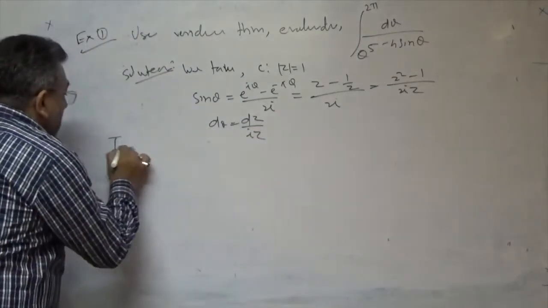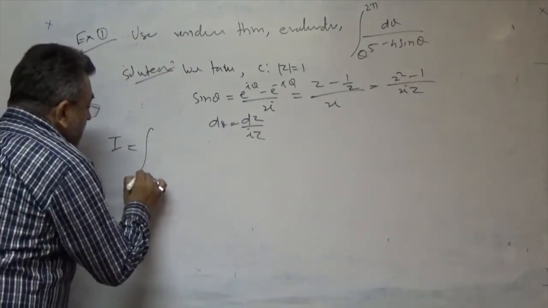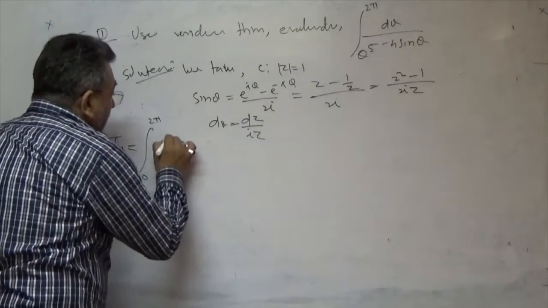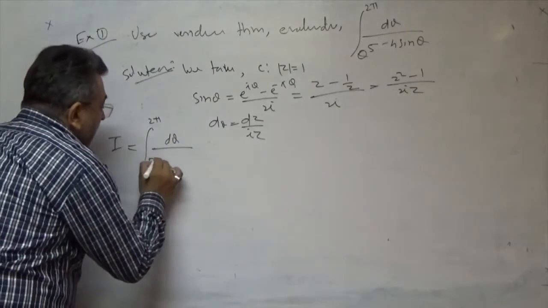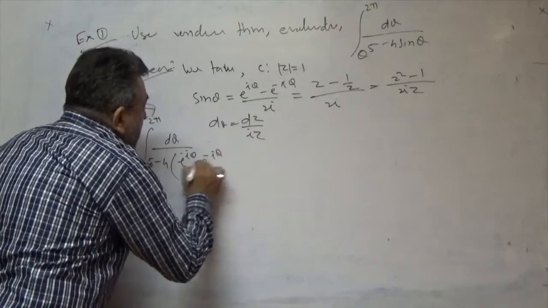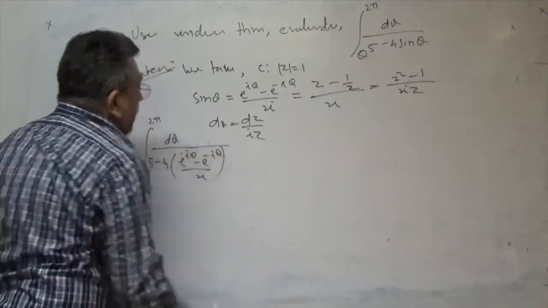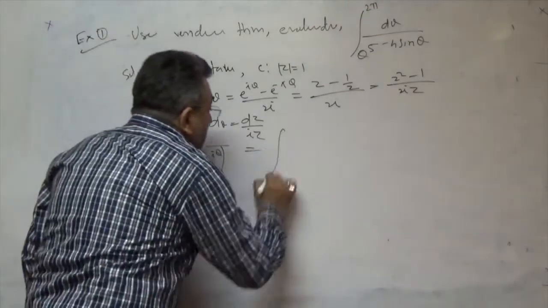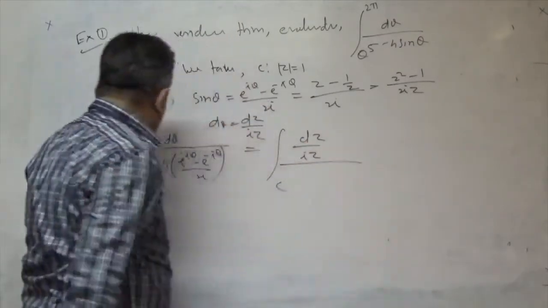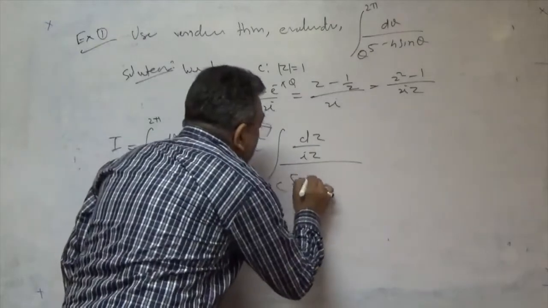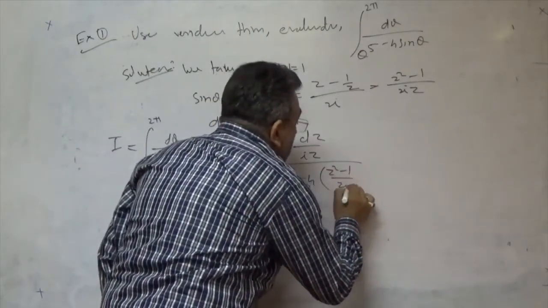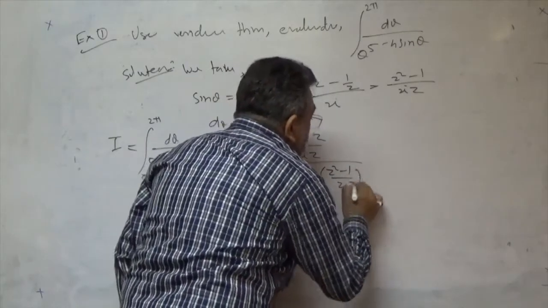Now this integral, from 0 to 2π of dθ upon 5 minus 4 times (e^(iθ) minus e^(−iθ)) upon 2i by the formula of sin θ, becomes an integral over C. dθ is dz upon iz, and this is 5 minus 4 times (z² minus 1) upon 2iz.